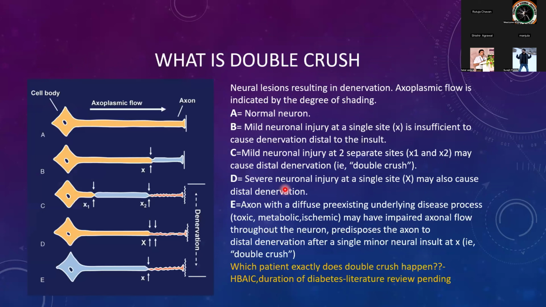Now, trying to understand what double crush syndrome is. Here we know that this is a normal axoplasmic flow. Here there is a minor insult which has developed in the peripheral nerve, but there is no distal denervation happening. Here there are two minor insults which have led to distal denervation, and here there is an axon with a diffuse pre-existing underlying disease process which is again causing impaired axonal flow.